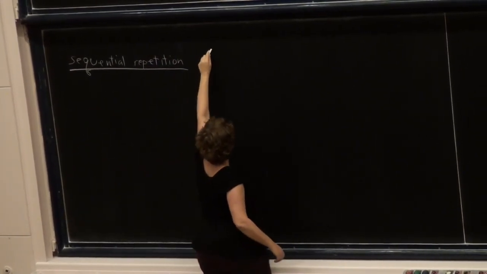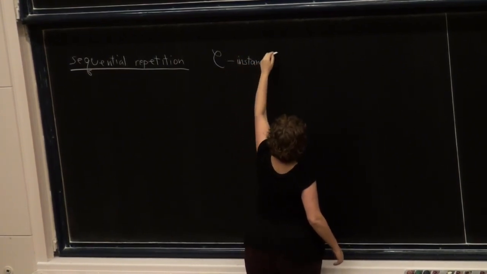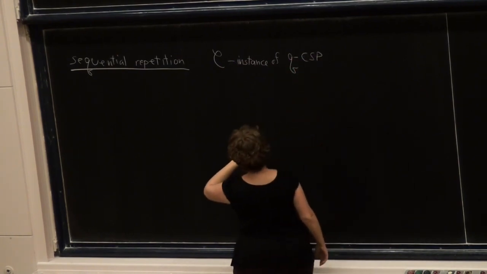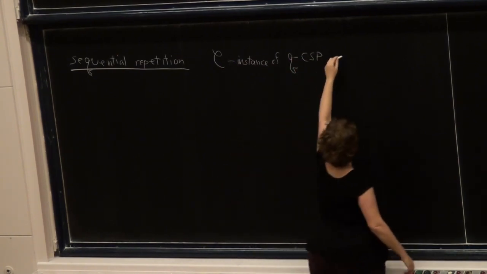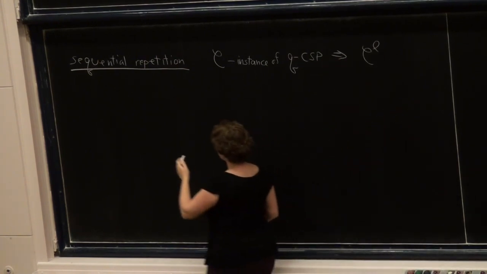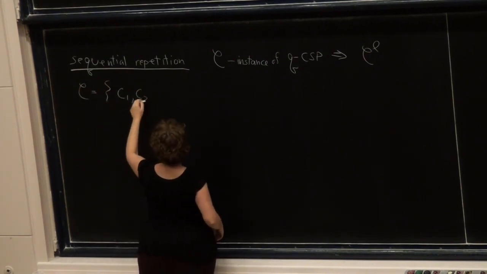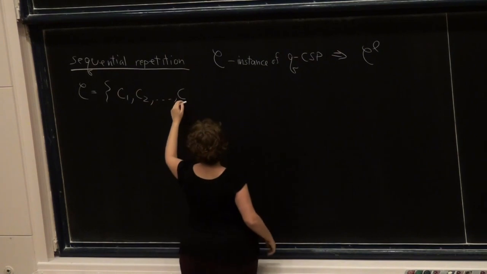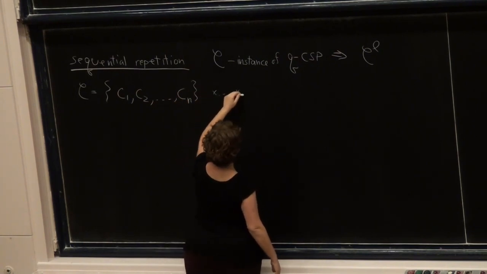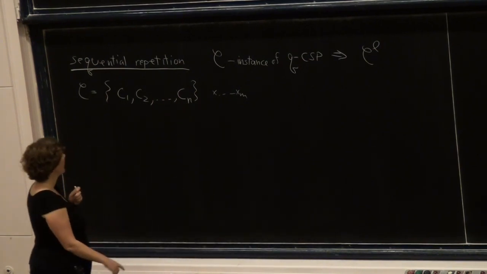You take the instance C of QCSP, and you convert it into C to the L. What's C to the L? Suppose C is some instance with constraints C1, C2, up to Cn over variables x1 up to xn. So these are the constraints over the variables, just like in the picture up there.